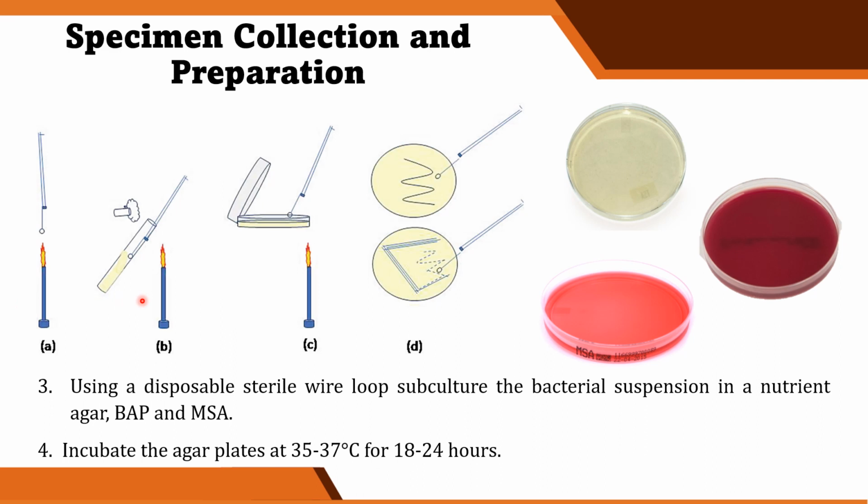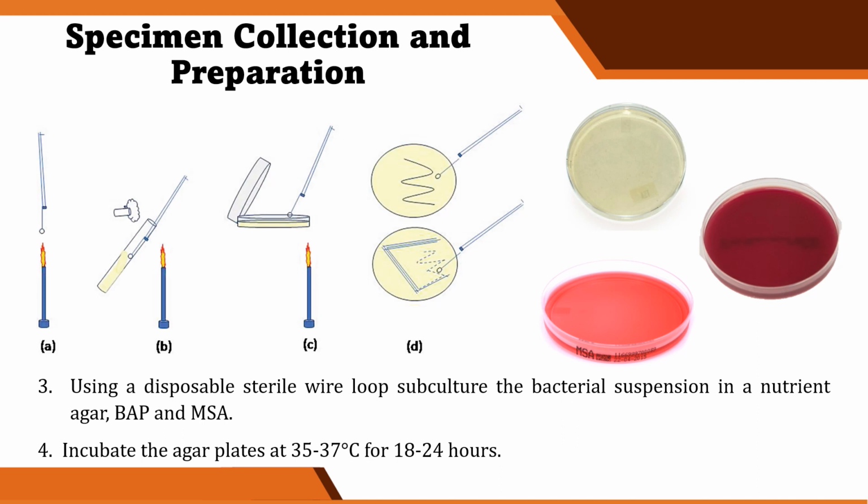After that incubation, we can now culture on plates. Using a disposable sterile wire loop, subculture the bacterial suspension in nutrient agar, BAP, and MSA. And then incubate the agar plates at 35 to 37 degrees Celsius for 18 to 24 hours. After the incubation period, we observe the bacterial growth. Take note of their colonial morphology, hemolytic pattern, and color development.